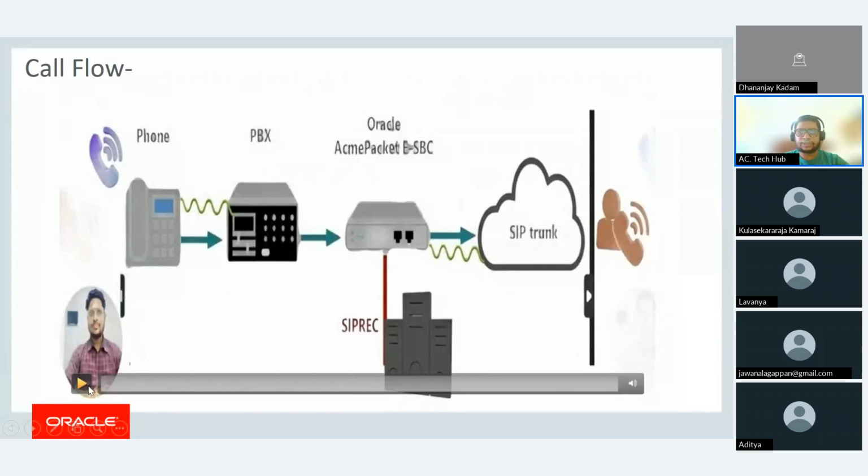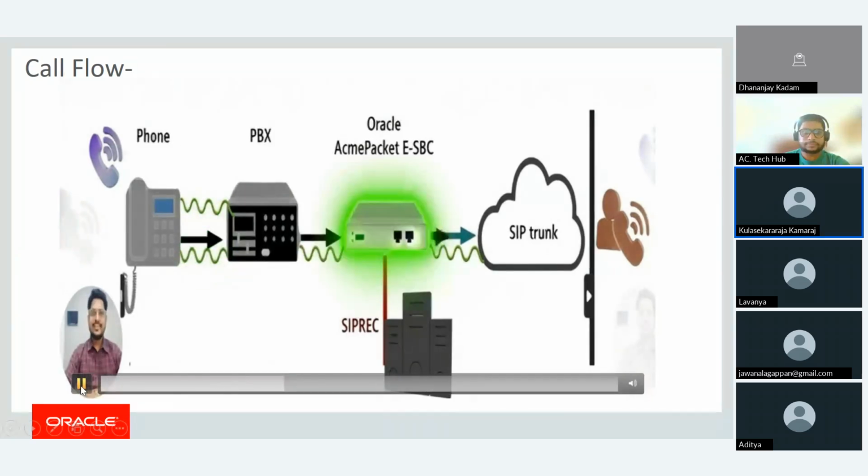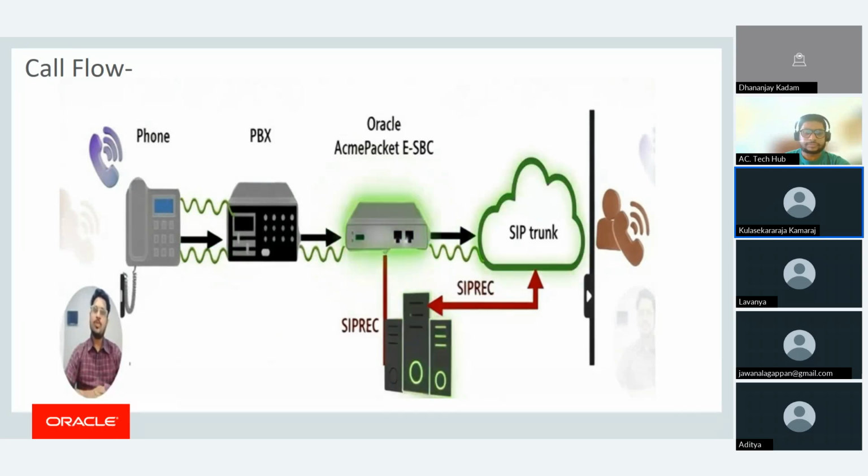It is a 6-second video, but it will just give you the idea how it works for an outgoing call. This diagram shows a call from the phone. The SBC secures the call to the SIP trunk and forks it to the SIPREC servers for recording.